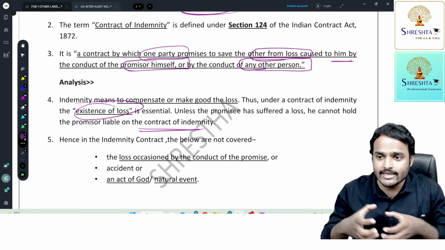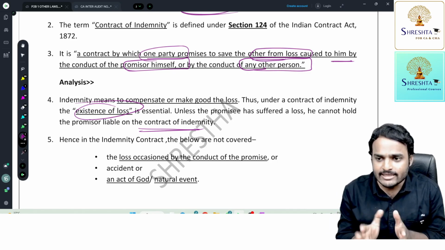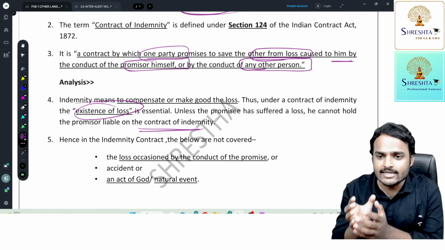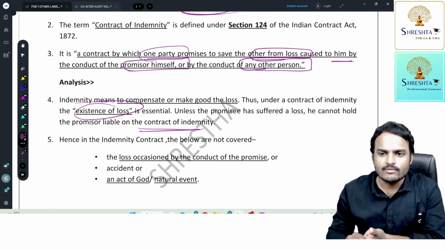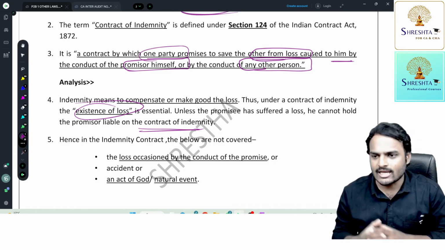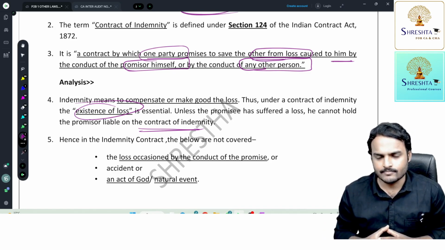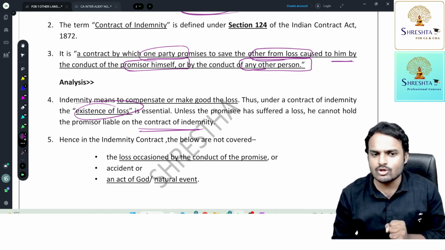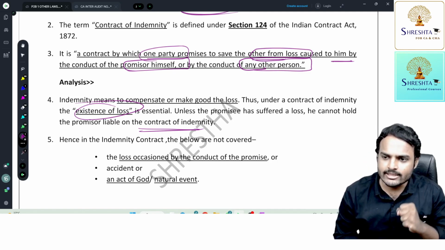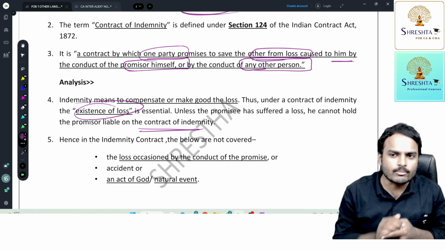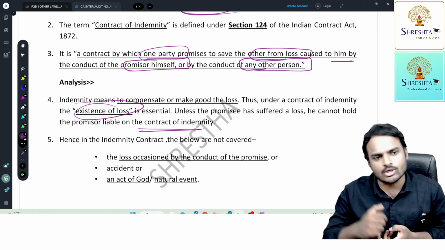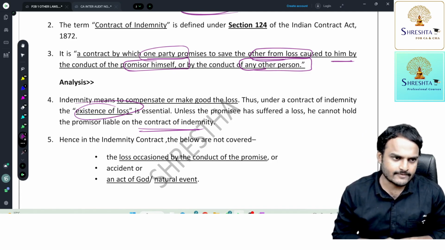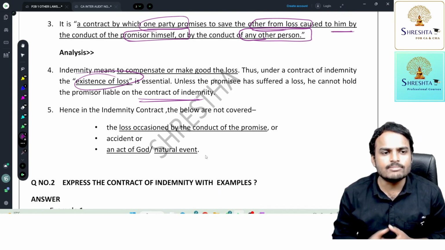So how did they come to this conclusion, sir? They simply declared that the definition of indemnity under the Indian Contract Act is silent, or not complete, with respect to natural calamities. You're getting my point, students? So they took interpretation from English law, where indemnity covers not only losses from the promisor's conduct and third party conduct, but act of God was also covered. So accordingly, they gave judgment.